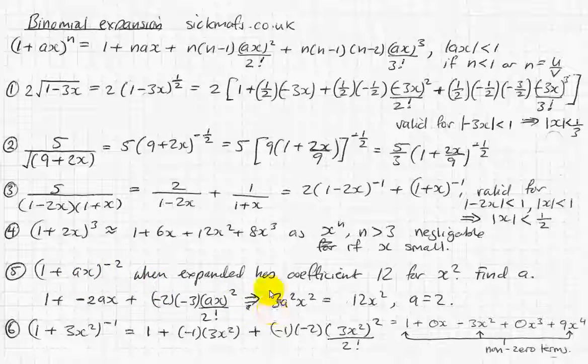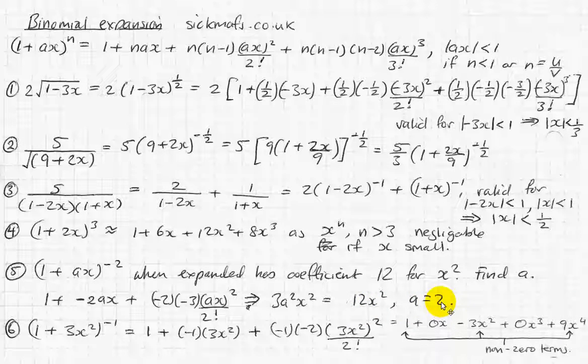This again is comparing coefficients. That's all it really is. I expand this, I've got an a there, not a number, so I expand it with the a inside it. You should be practiced with this already from C2, and so they're saying that when expanded it has coefficient 12 for x squared. So the coefficient of x squared is 12. So this bit is 3a squared x squared, and we're told that should be the same as 12x squared, therefore 3a squared is equal to 12, therefore a squared is equal to 4, and therefore a equals 2, and that's it really.